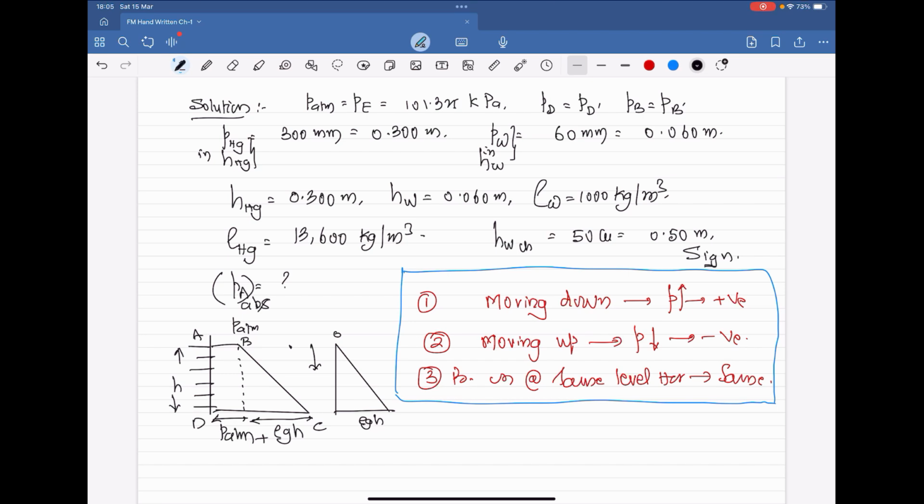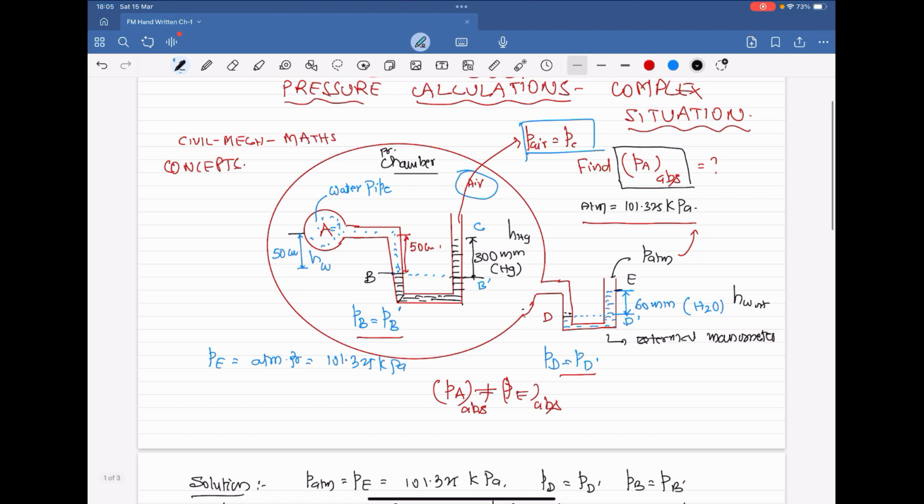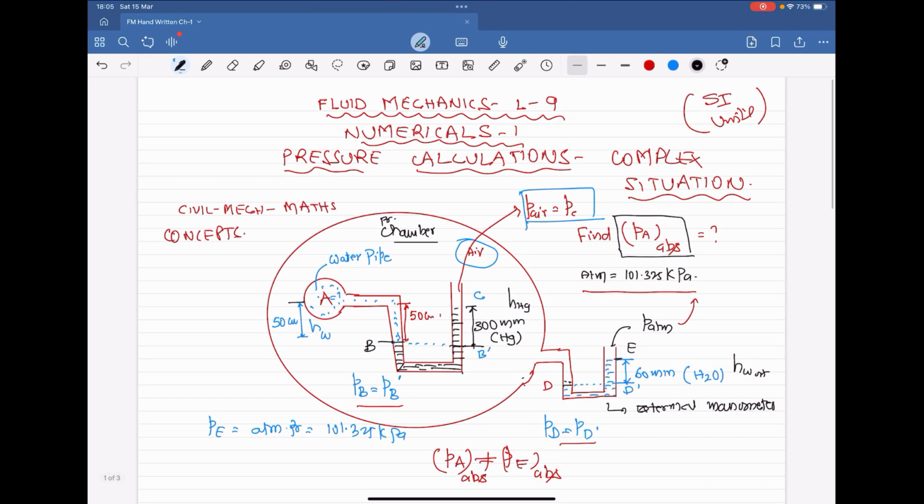Now, with these, you tell me, P at D and P at D dash, are they equal? Previously I have written. Now you understand. Because D and D dash are at the same level horizontally, hence pressure at D is equal to pressure at D dash. Now, point B, pressure at B is same as pressure at B dash. This is another point.